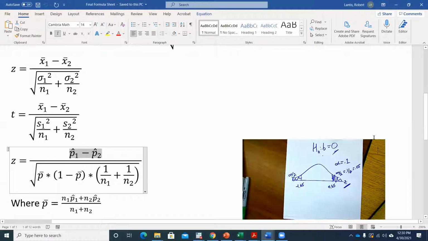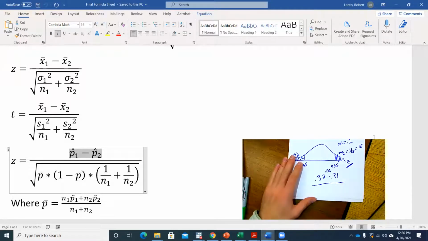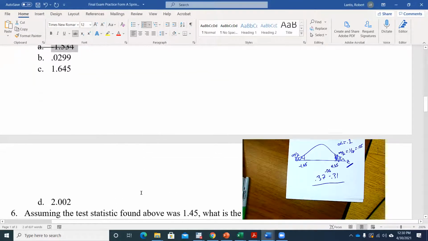Well, for us, it was what? 0.37 minus 0.31 would be our numerator there. So 0.06, so we should have a positive test statistic. So right away, I can rule out that negative value.